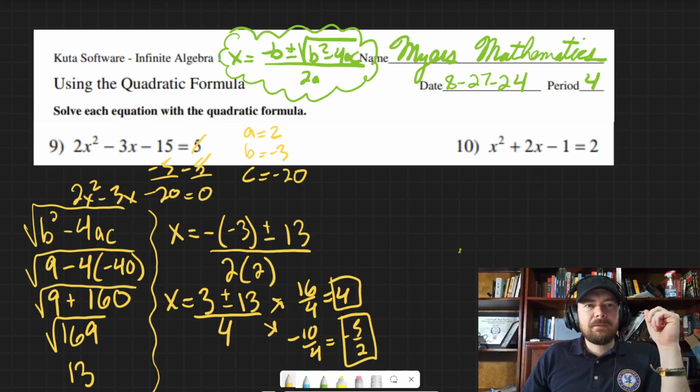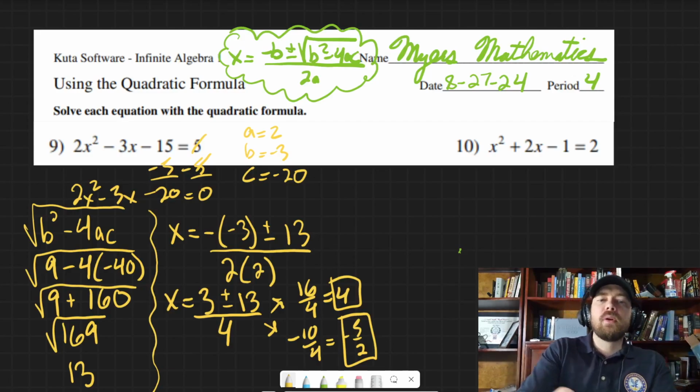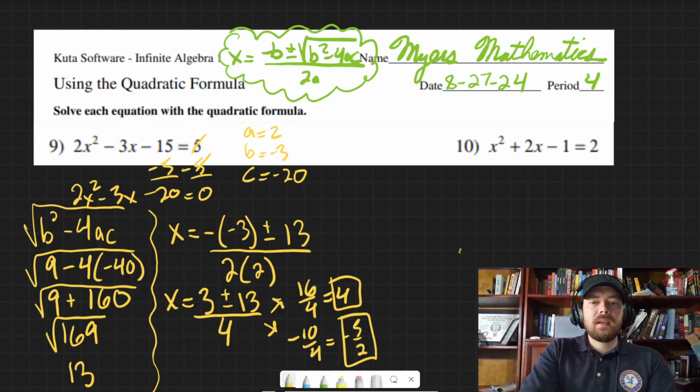So you've got 15 halves and what was the other one? 25 halves? 15 halves and 25 halves would be what? 40 halves, which is 20 minus 15 would be 5. So there you go. Both solutions work, and we've checked it. So that's another way you can do it.